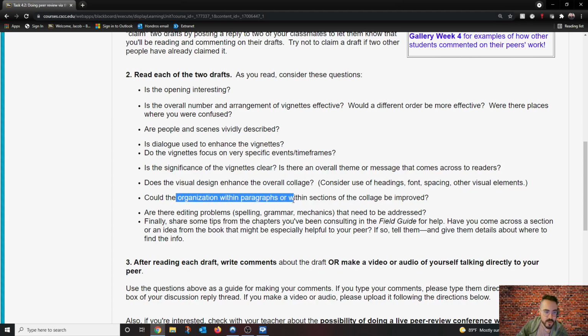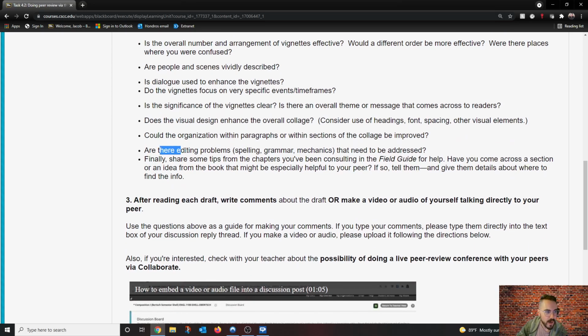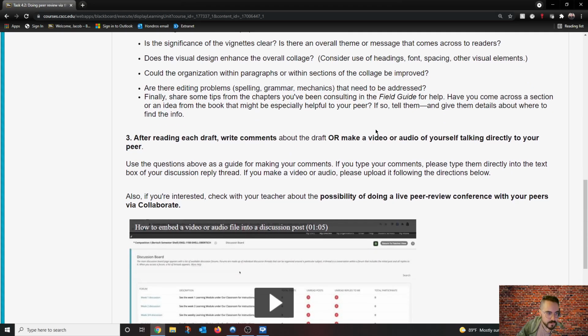Could the organization within the paragraphs or within the sections of the collage be improved at all? So things, does the order make sense? Are things flowing the way that they should? Are there any editing problems that need to be addressed? And finally, share some tips from the chapters you've been consulting from our textbook for help. Have you come across a section or an idea from the book that might be especially helpful to your peer? If so, give them the details about where to find that info.